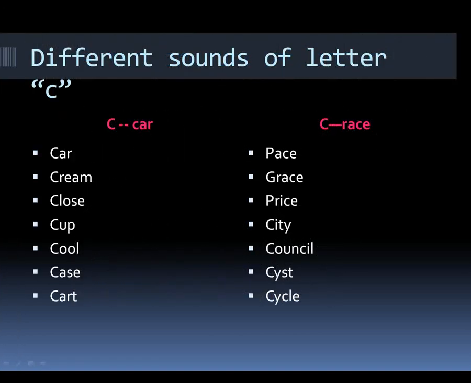Look here, it is car, followed by A, R, L, U, O. But in case of race, it is followed by E, Y, I. Cycle, cyst, council, city, price, grace.